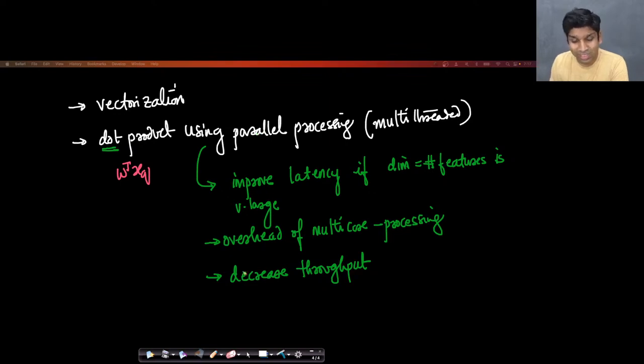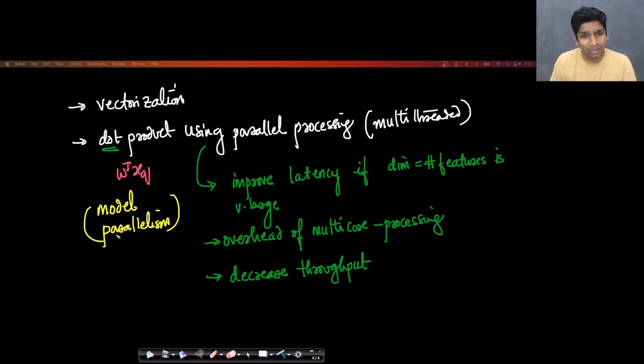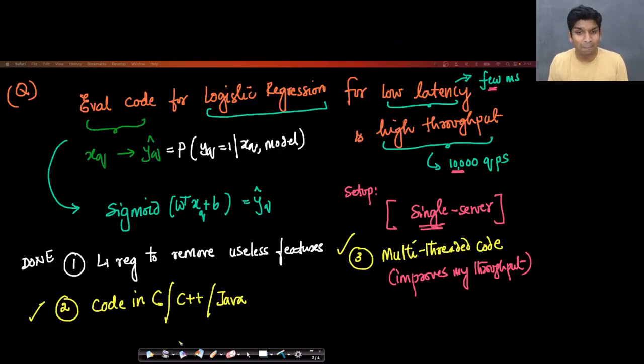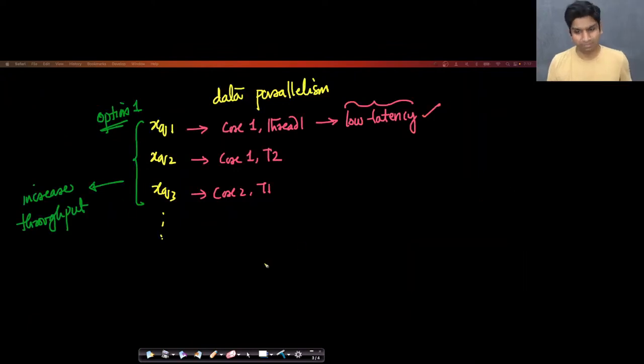So Tulsi, you're right. This is called model parallelization. Very good, I'm glad you used the terminology. This is model parallelism, where I'm trying to evaluate the model using parallel processing. This is data parallelism. For this case, data parallelism may be better because the cost of evaluating logistic regression is small and I need a high throughput system.